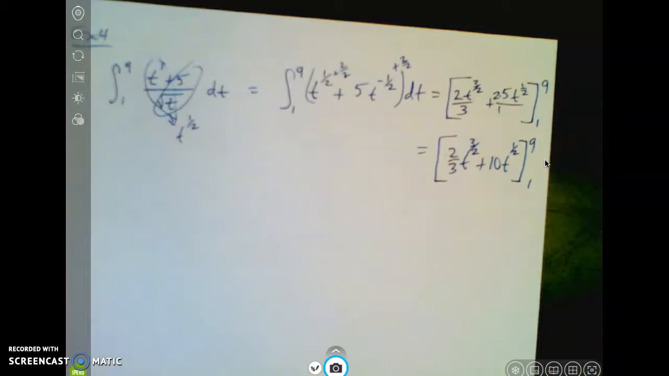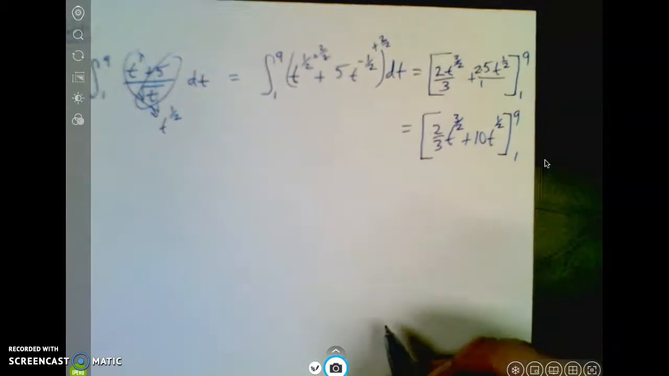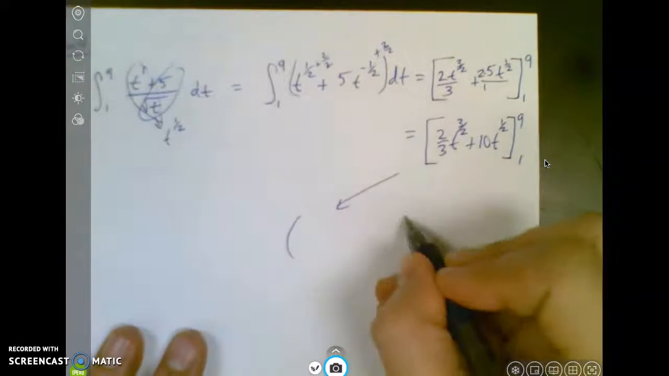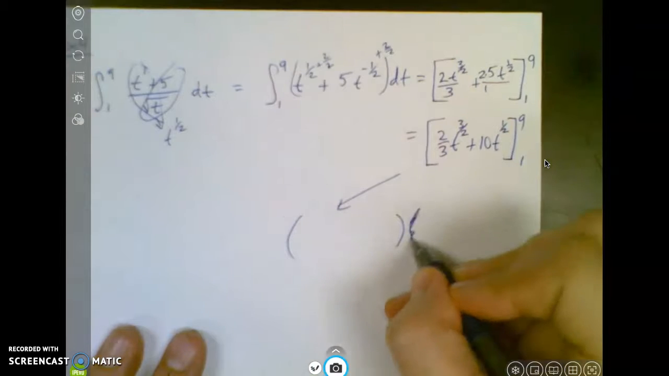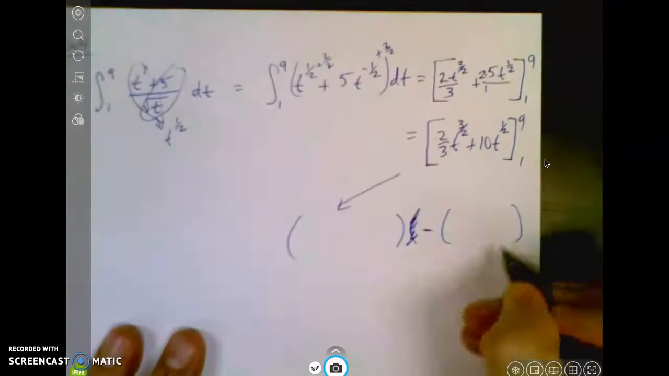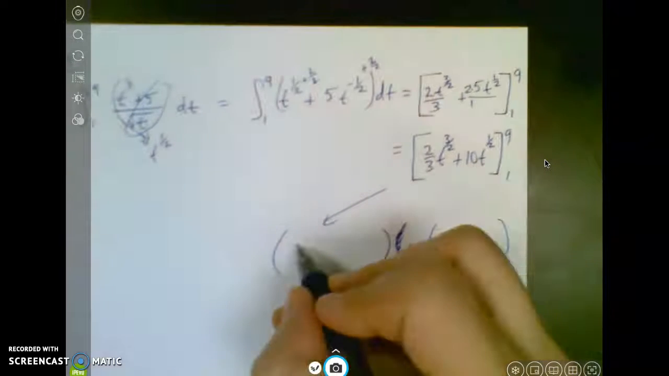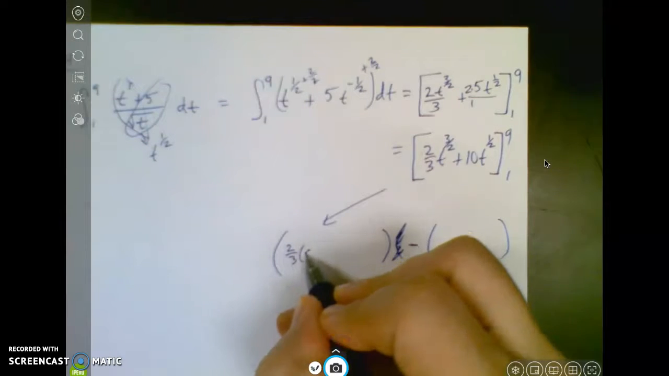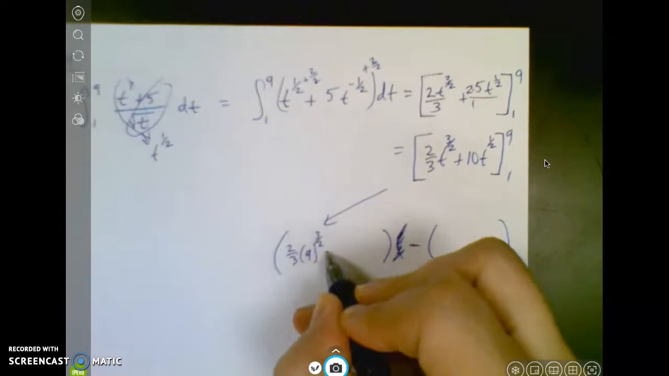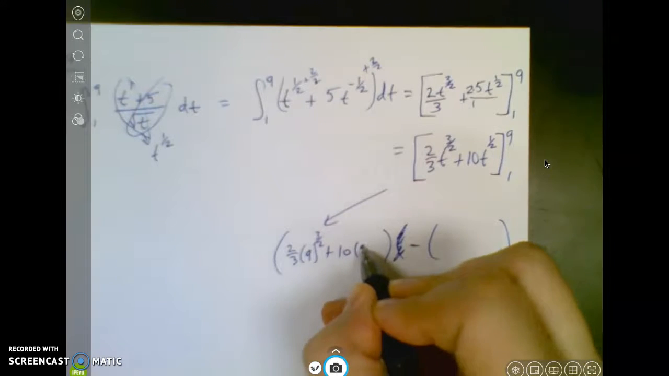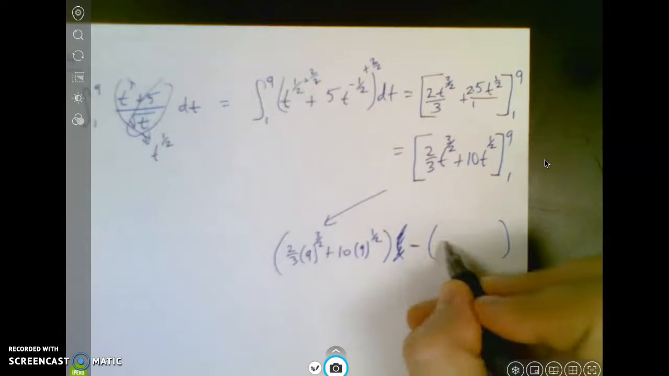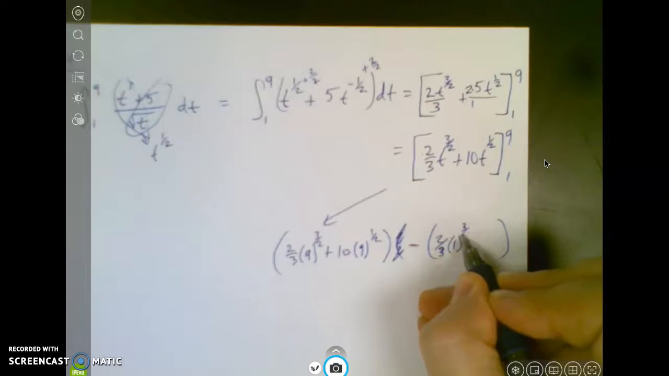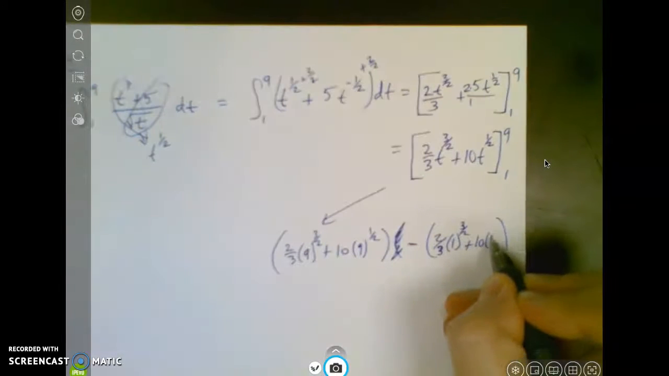And then you're going to take a minute and plug in the 9 and plug in the 1, right? So, take your time, write it out. Minus. Write it out. You're going to have 2/3 times 9 to the 3/2 plus 10 times 9 to the 1/2. Then you're going to do it again, 2/3 times 1 to the 3/2 plus 10 times 1 to the 1/2.